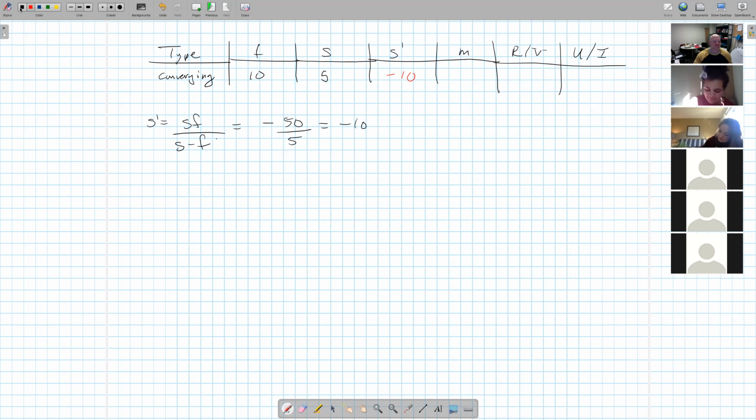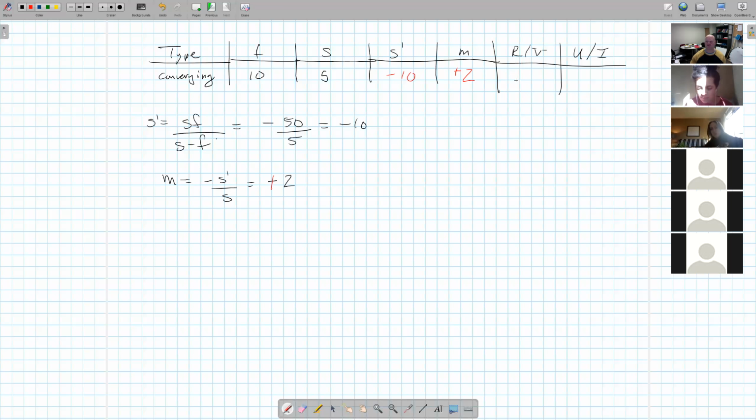Magnification. We know the magnification is equal to negative S prime divided by S. So this is going to be equal to what? Negative 2, right? Oh, sorry, negative of a negative, so that becomes a positive 2. Sorry, positive 2, not negative 2. Good.